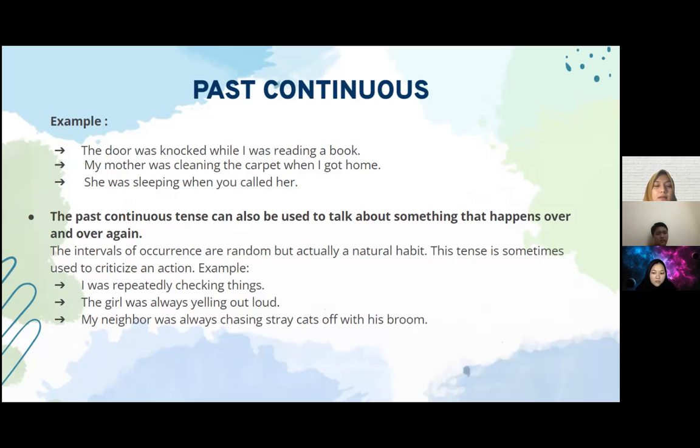And then another point is the past continuous tense can also be used to talk about something that happens over and over again. The intervals of occurrence are random, but it is actually a natural habit. This tense is sometimes used to criticize an action. Example: I was repeatedly checking things. Second, the girl was always yelling out loud. Last, my neighbor was always chasing stray cats off with his broom.